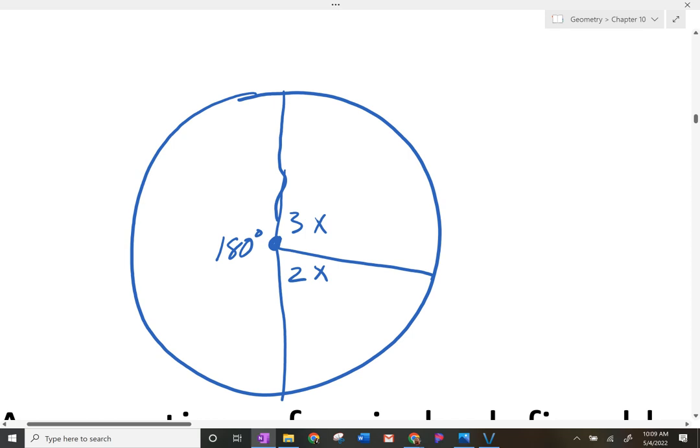These are on the same side, right? So we can combine those. Not quite. These ones get added together. So it'd be 3x plus the 2x. 5x.